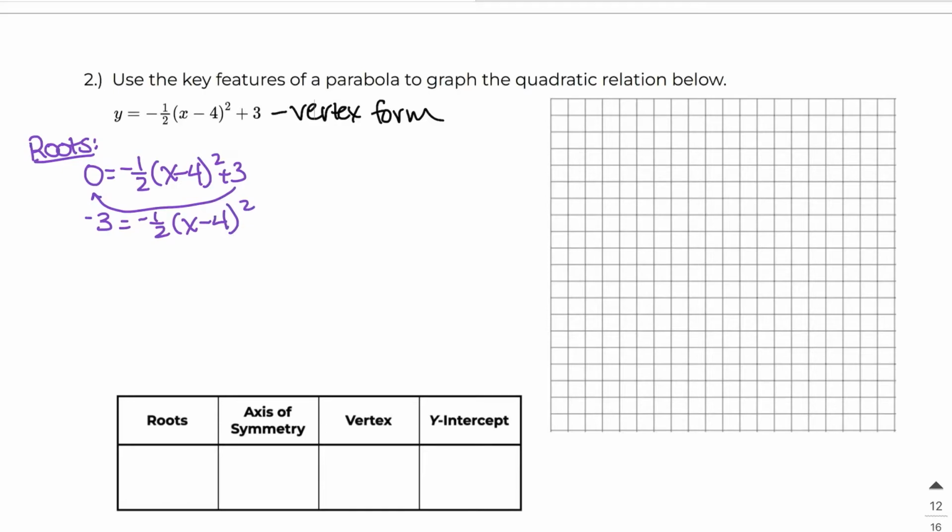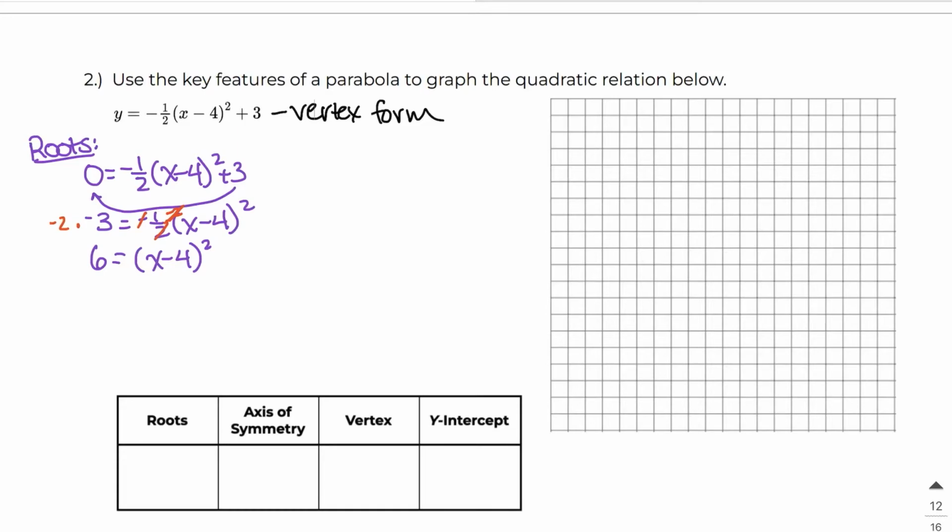And then I'm going to multiply both sides by negative 2, because when I multiply this side by negative 2, this negative and this negative cancel and the 2's cancel. So all I have left over is a 1. And I don't have to put that 1 there. It's just x minus 4 squared. And then on the other side right here, negative 2 times negative 3 is just positive 6.